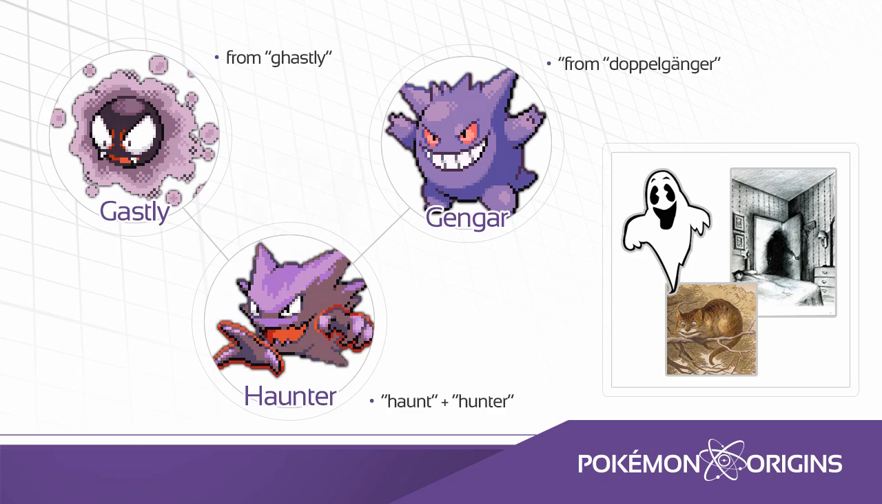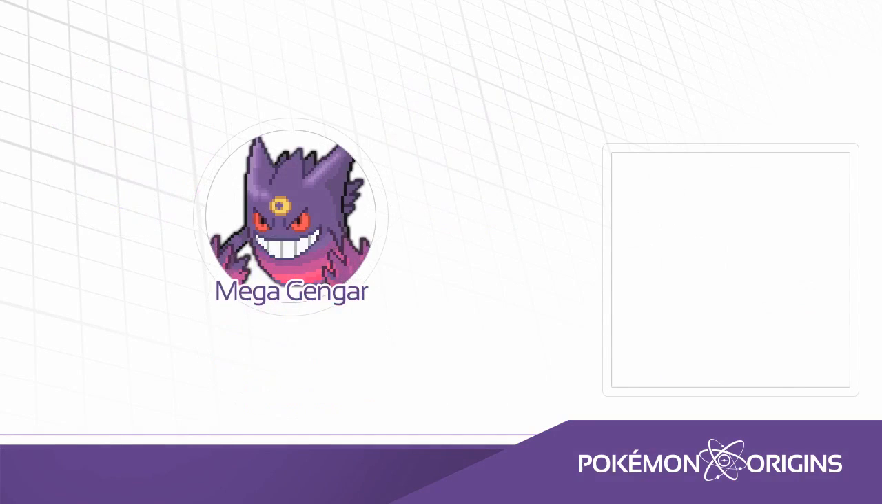Of course, we also have Mega Gengar. There isn't a huge amount of extra basis here because it's very similar to normal Gengar. The only extra thing is the eye in the centre of its head, which is like an all-seeing eye, Illuminati sort of thing, so that could link in there.